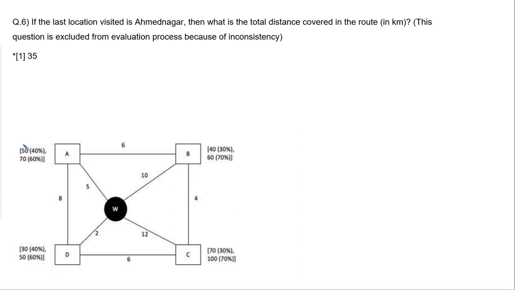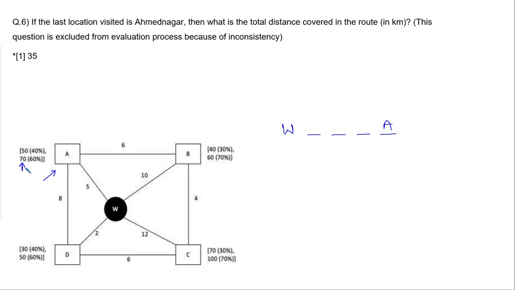So over here, the supplier will start from warehouse W and the last location visited by the supplier is Ahmednagar, that is A. The supplier is going to visit these locations A, B, C, D in the decreasing order of the demand. It means out of these 4 locations, Ahmednagar is going to have the lowest demand. So can the demand at Ahmednagar be 70?